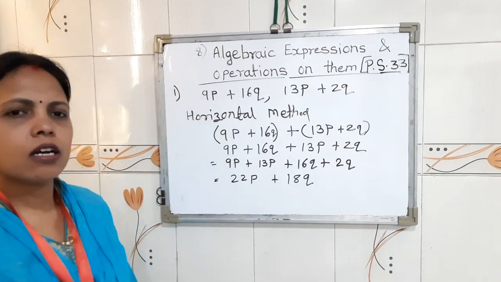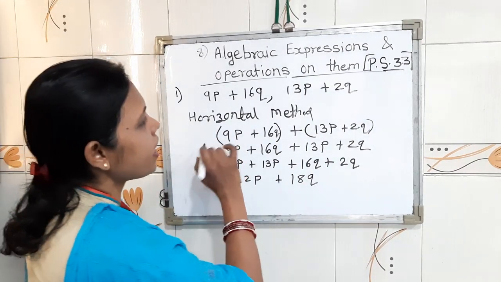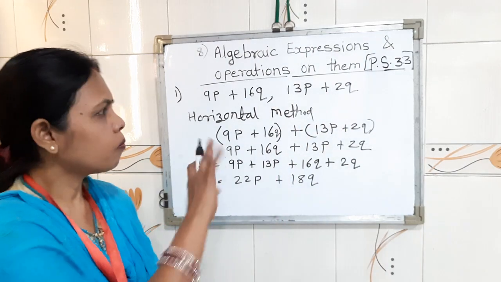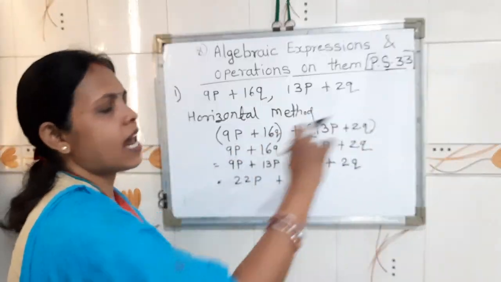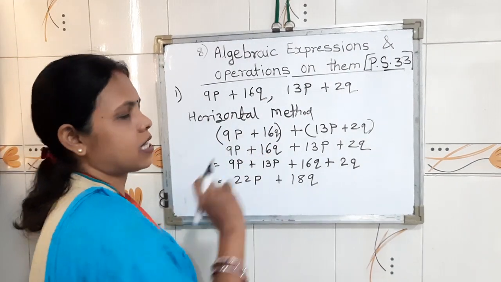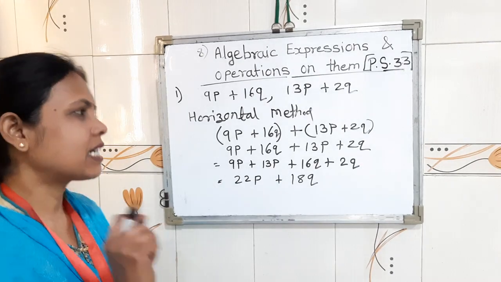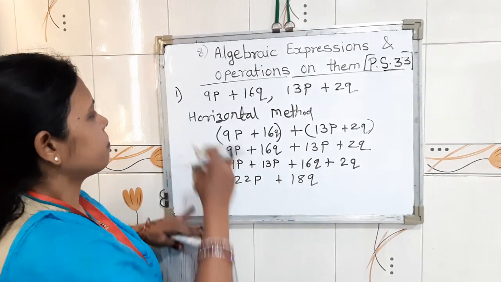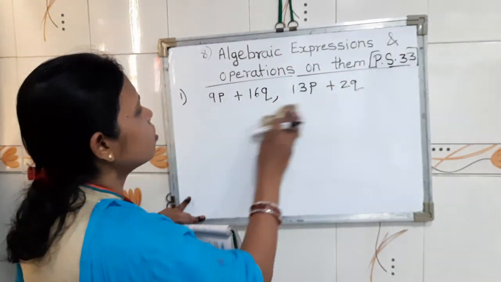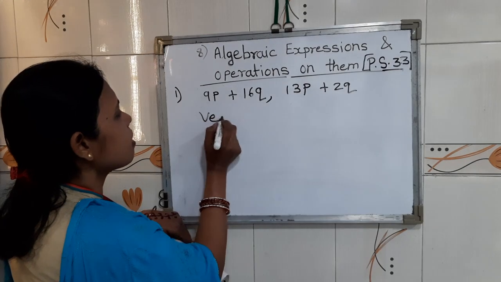This one is the horizontal method. In the horizontal method, we write both the expressions in one line only, and in between both we put a plus sign. Now we are going to add in the vertical method. The same question we are going to solve with the help of the vertical method.